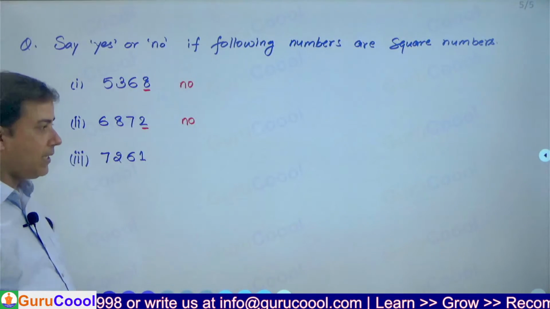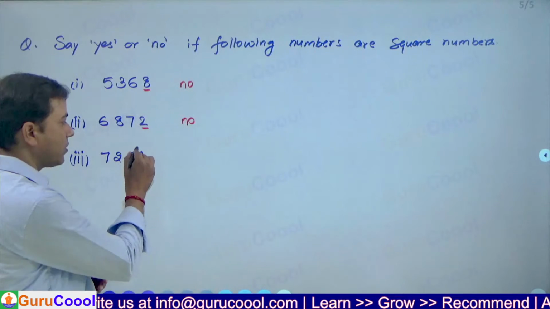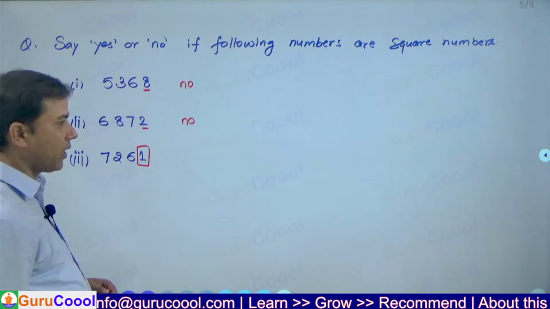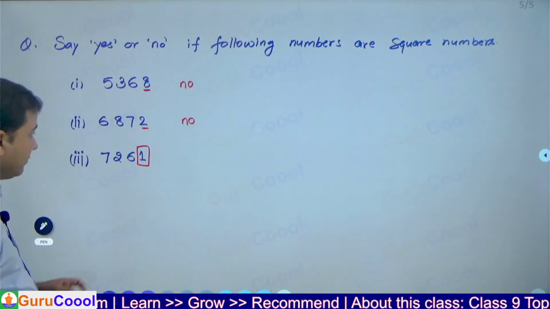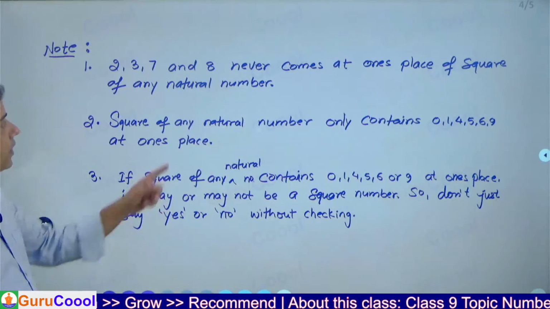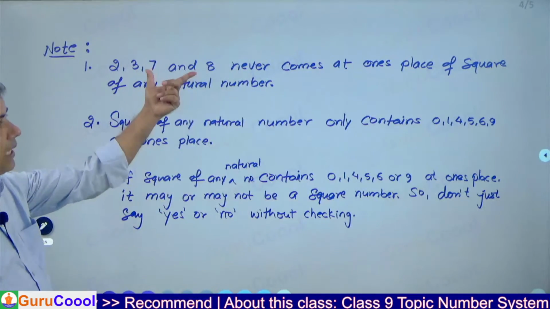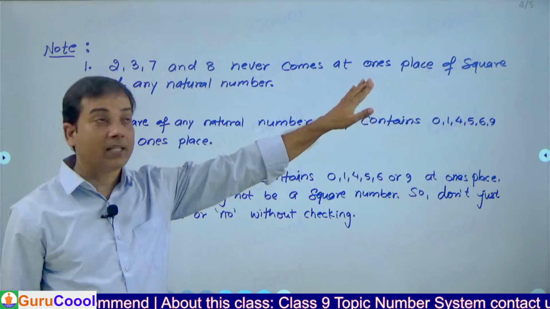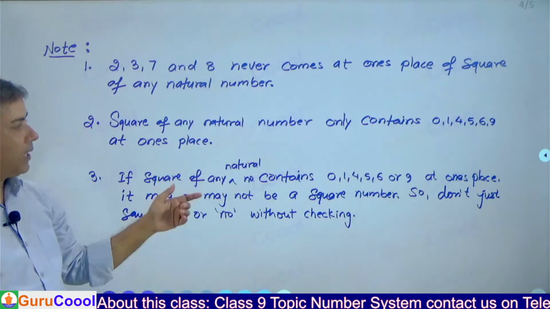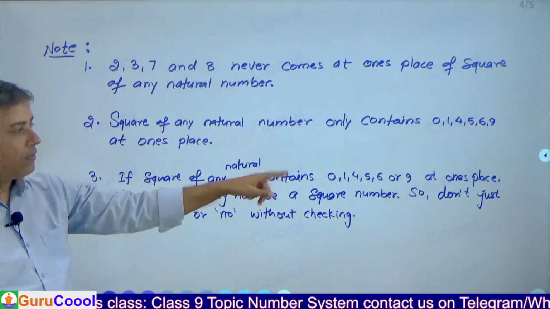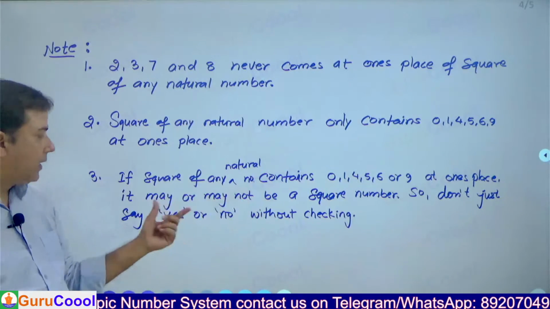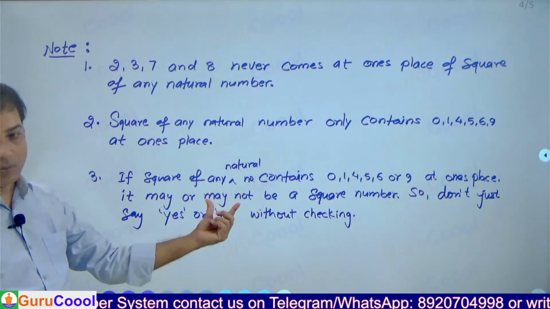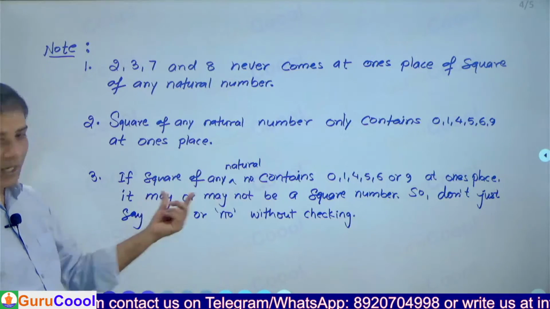Is this a guarantee? One's place is 1, so it will be a square number. That's not a guarantee. I taught this here. If 2, 3, 7, 8 comes at one's place, that is not a square number. But if 0, 1, 4, 5, 6 or 9 comes, then it is not guaranteed. It may be or it may not be. Both chances are there.